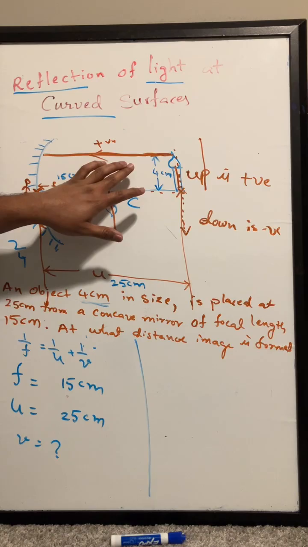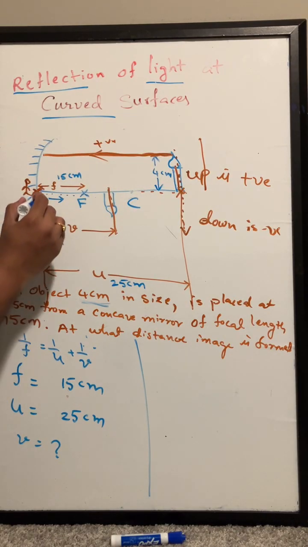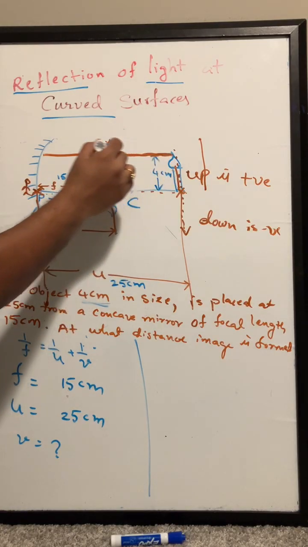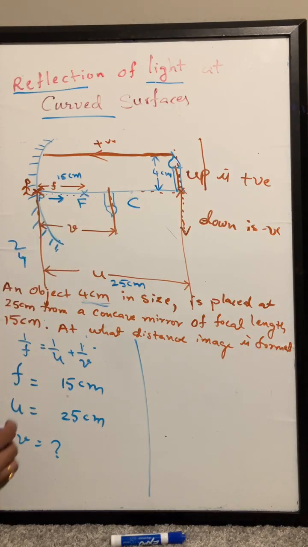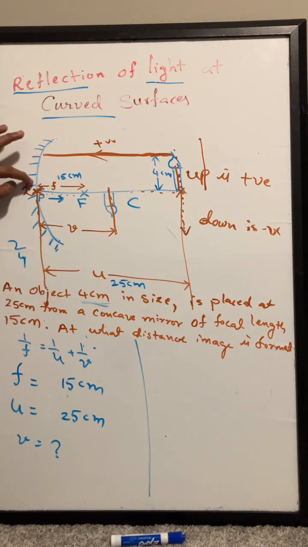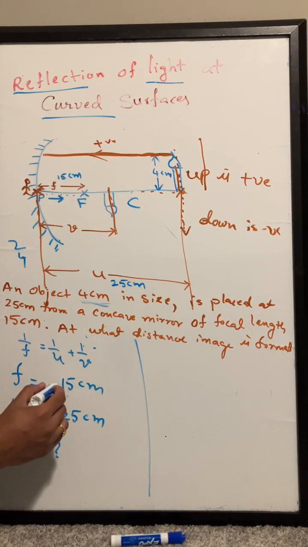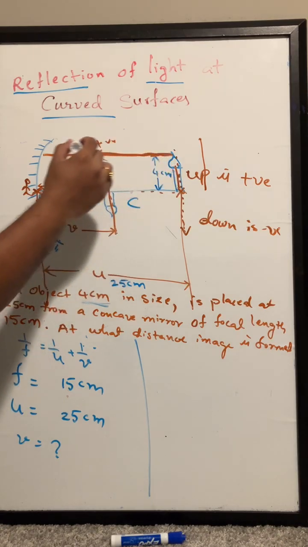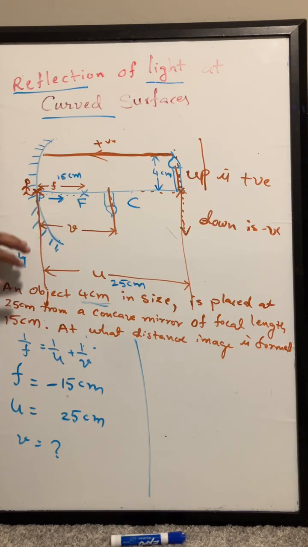So what does our sign convention say? If the direction of the light is positive, I am going opposite. The direction of light is like this, and I am moving in the opposite direction of it. That means it is negative. Because I have to measure it from the pole, initially I have to stand here and walk towards the focal point. So definitely I am walking in the opposite direction of the light. So it is negative.